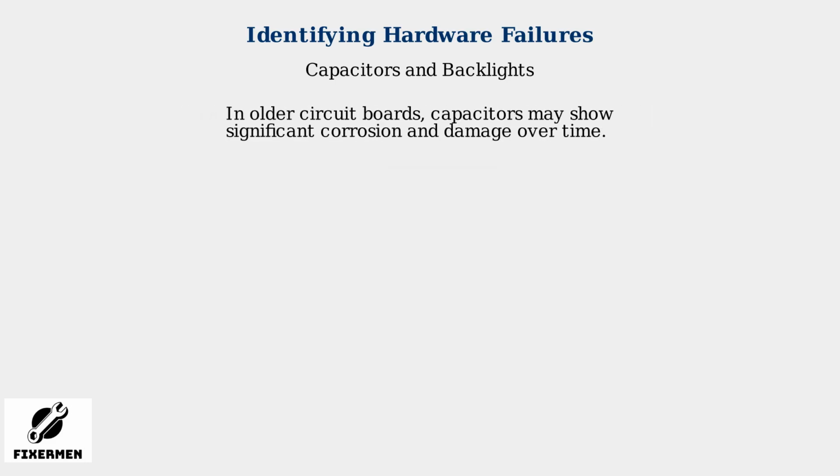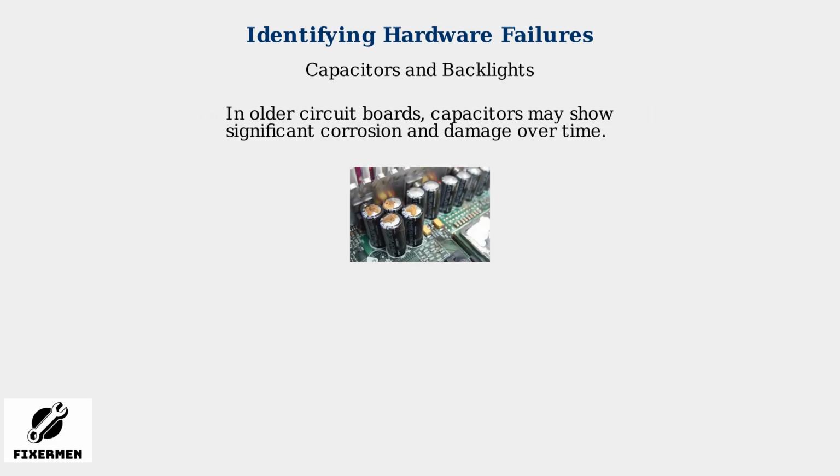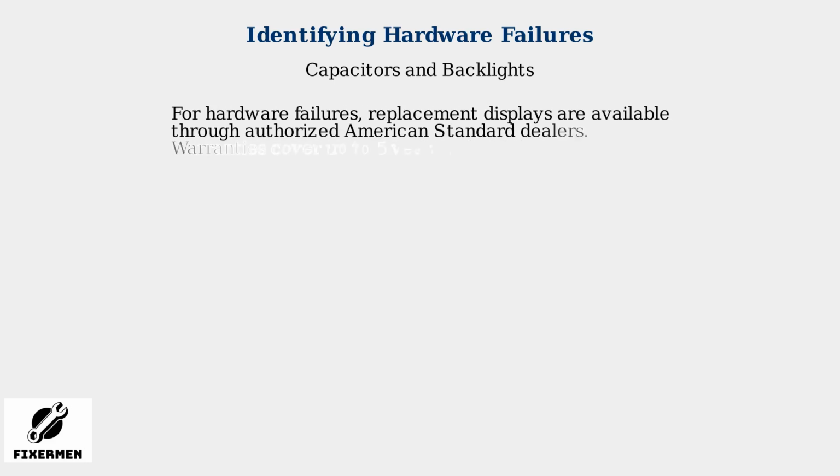In older circuit boards, capacitors may show significant corrosion and damage over time. This type of degradation is common in units exposed to heat and humidity. For persistent hardware failures, replacement displays are available through authorized American Standard dealers. These replacements are covered by warranties for up to 5 years on newer models.